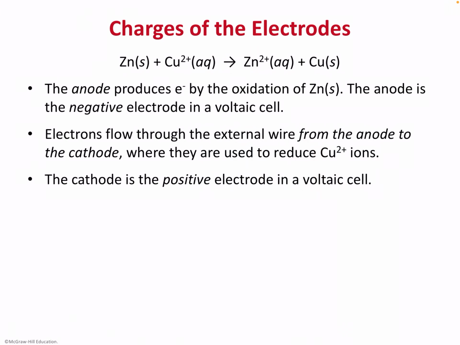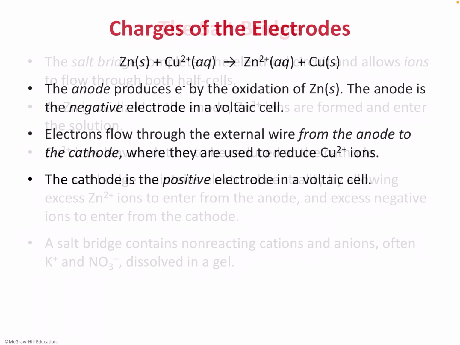Charges of the electrodes. So zinc plus copper 2 plus giving you zinc ions and copper is the overall reaction. The anode produces electrons by the oxidation of zinc. The anode is the negative electrode in a Voltaic cell. Negative means it is dense in electrons. Electrons flow through the external wire from the anode to the cathode, where they are used to reduce copper 2 plus ions. So the cathode is therefore the positive electrode in a Voltaic cell.